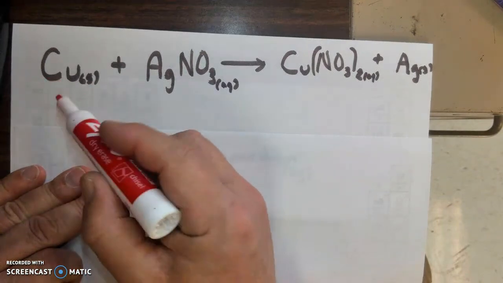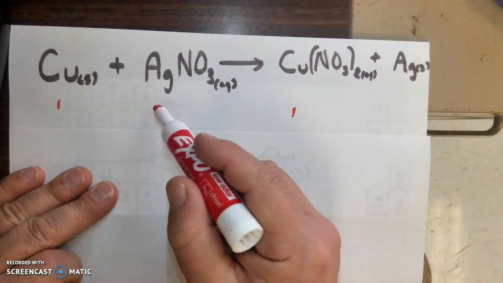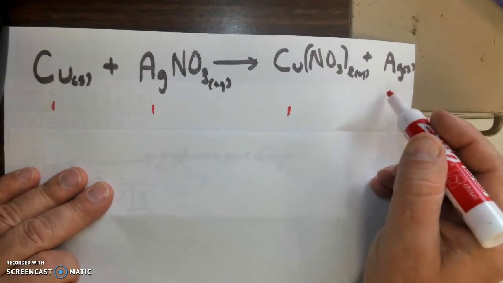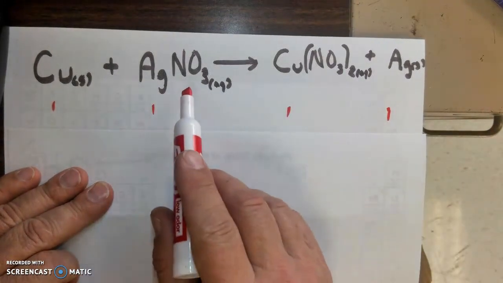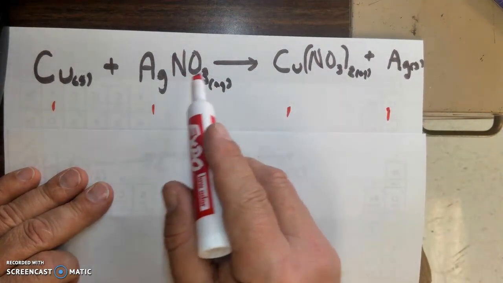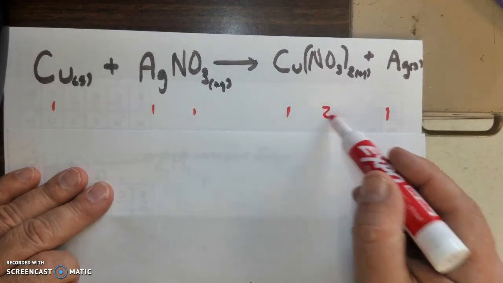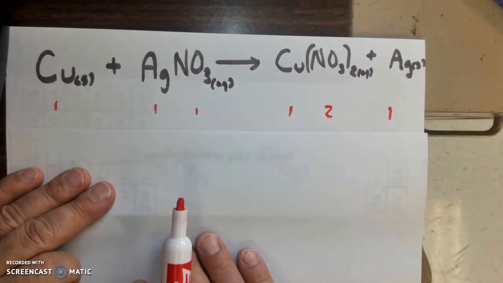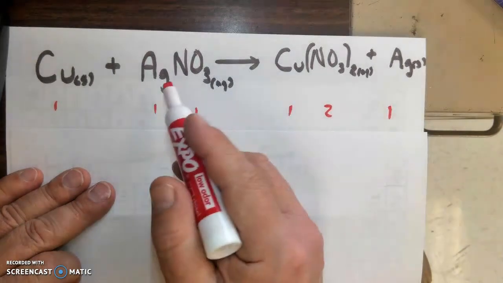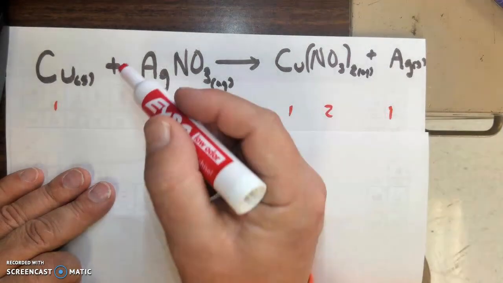1 copper, 1 copper, 1 silver, 1 silver, 1 nitrate. I can count that as just 1 element because it doesn't get split. 2 nitrates. All right. So let's balance it. First thing I've got to do is take care of this nitrate over here. So pause it. You fix it. Okay. So this is what I would have done.